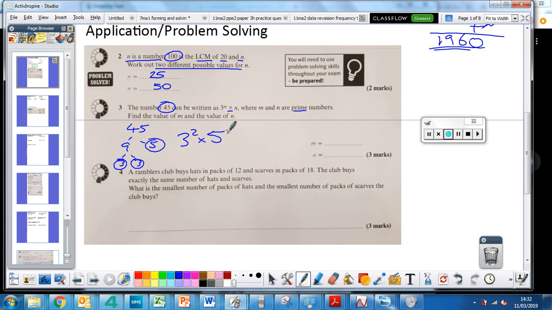Now you can go back to what the question said. 3 to the power what? 3 to the power 2. Times what? Times 5. The way the question is written makes it seem scary and complicated, but actually it's not. If you just take 45 and rewrite it as a product of prime factors, all of a sudden that question is much easier. And then number 4.